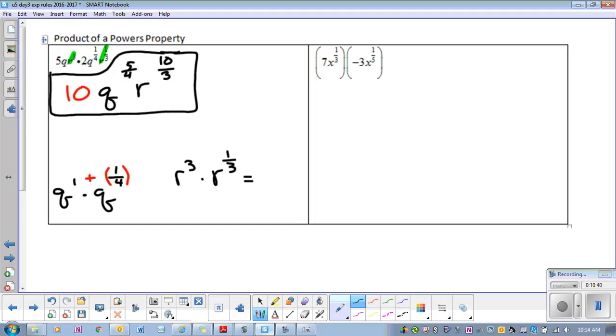It's all multiplying. What do we do with the regular numbers? Do we add them? No, you multiply the regular numbers. So 7 times -3 is what? -21. Good. Now look at your x's, guys. You have an x with an exponent and another x with an exponent, and they're multiplying. What do we do? 8 over 15. Good. X to the 8 over 15. You add the exponents there. Perfect. Feel okay with those?